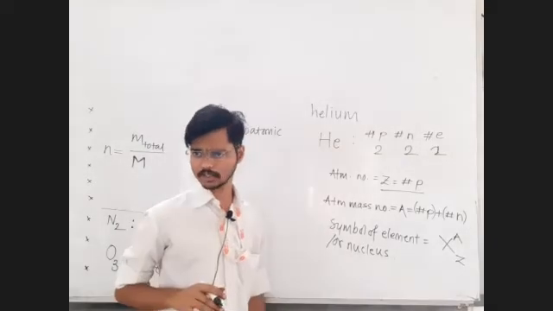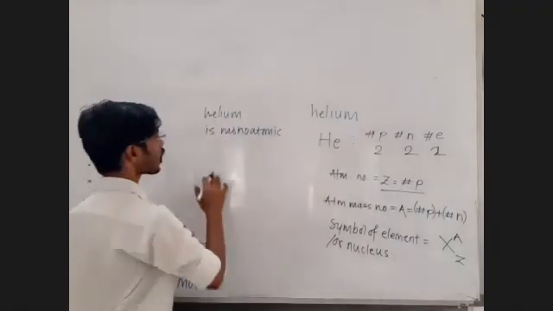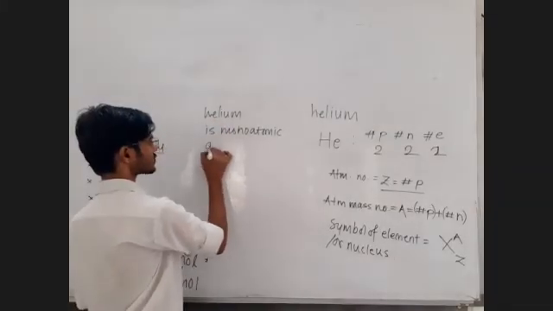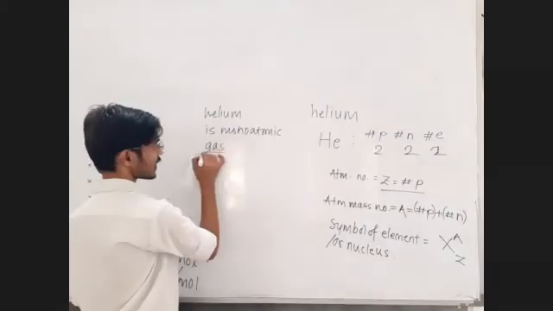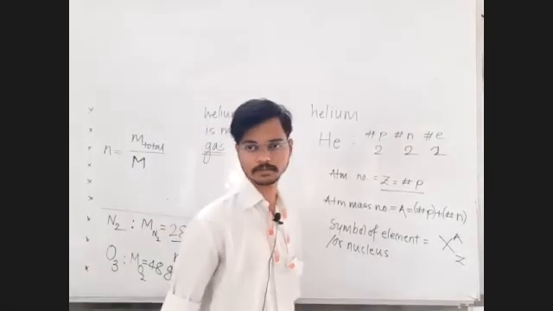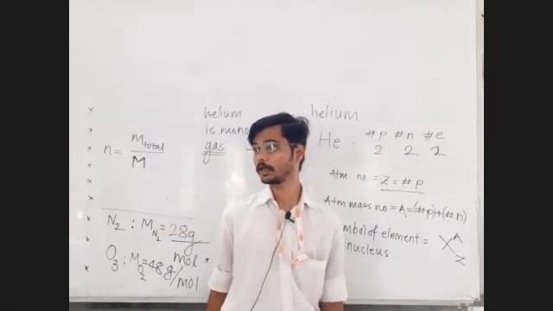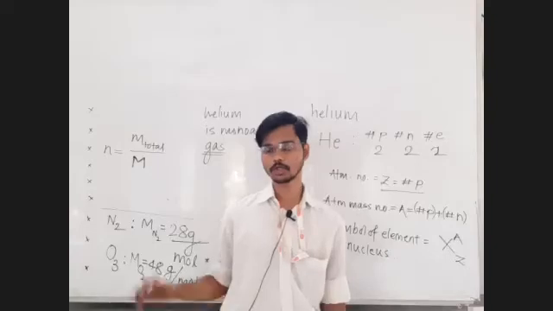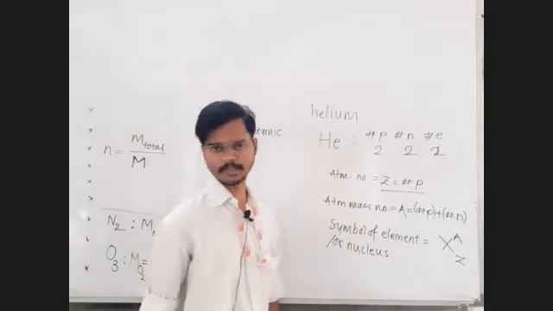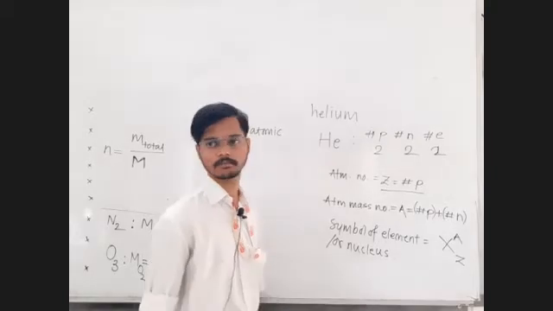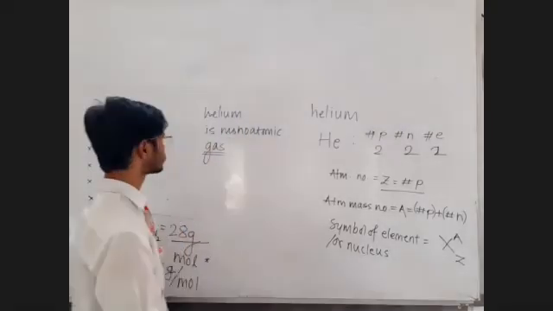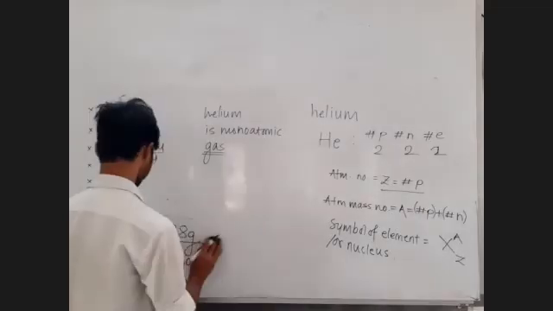They do not interact with each other. All of these are monoatomic. Helium is a monoatomic gas. It cannot be very easily liquefied, so it is also called a permanent gas. Oxygen cannot be very easily liquefied either, so it is also called a permanent gas. Fine. So helium is a monoatomic gas.